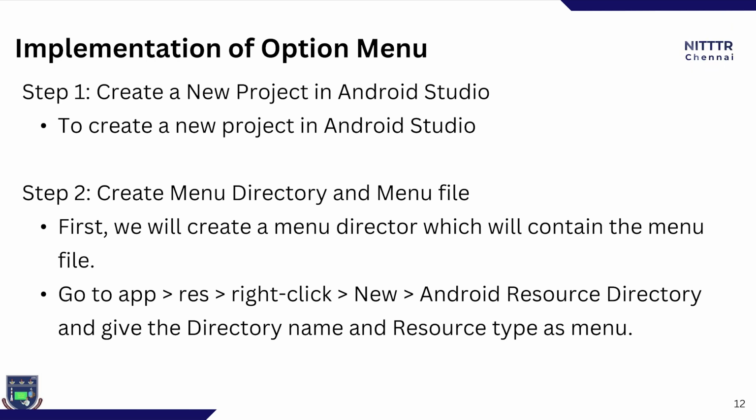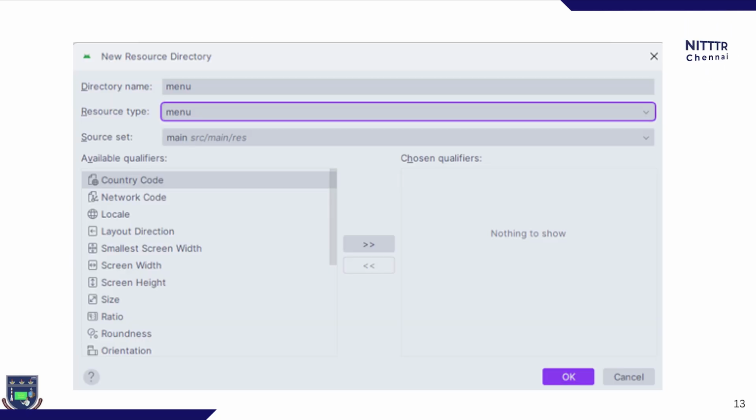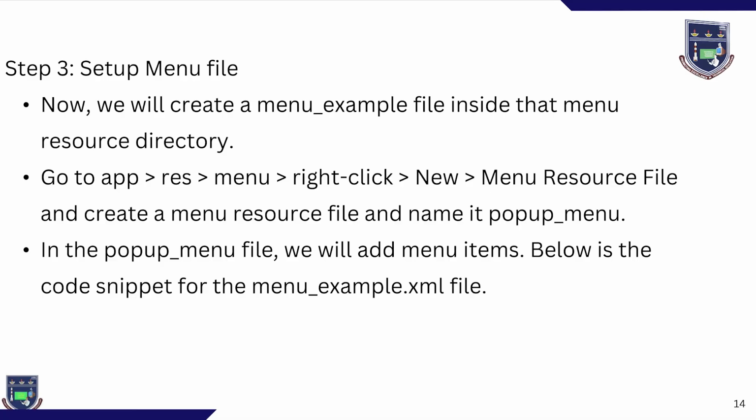First we will create the menu directory, which will contain the menu file. For that, go to the application, then select the res folder. Right click, and in the dialog box select New, then Android Resource Directory. Then give the directory name and set the resource type as menu. That is very important. We have to select the menu option. Then the third step is to set up the menu file.